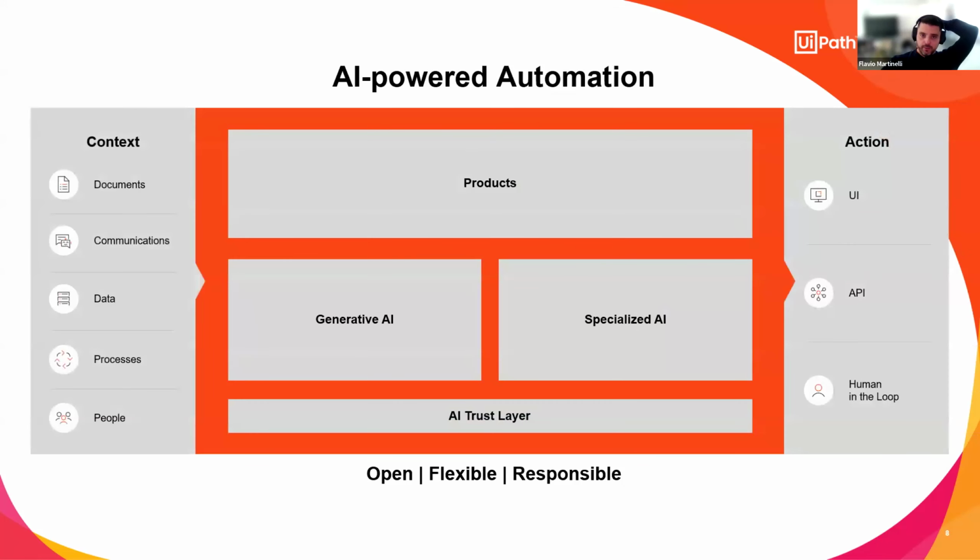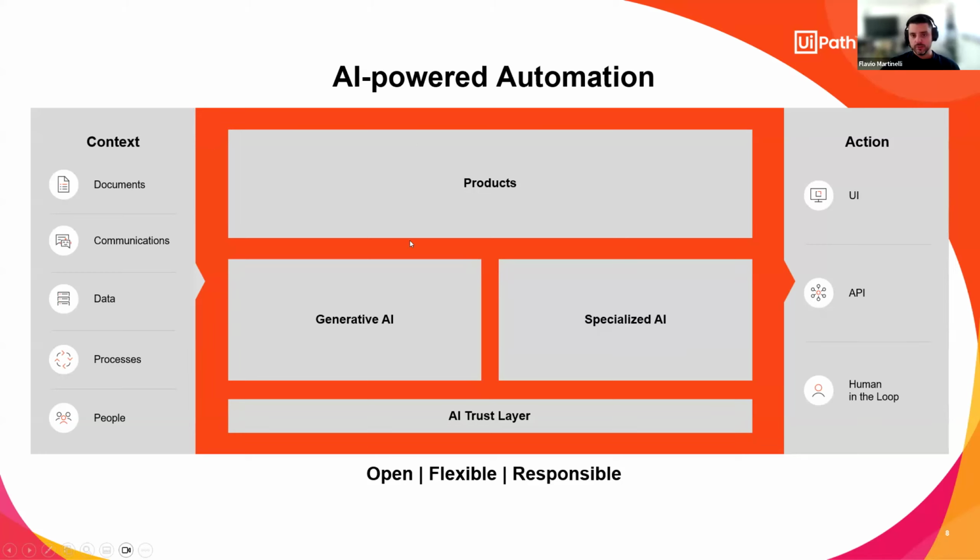So, speaking about AI automation in our platform, just some pointers. We start from the business. We have a context outside our platform that is made of documents, communication, data, processes, people. And on the other side of our platform, an input of course generates an output. This output can be performed on a UI, via APIs, or via the human in the loop. So how does UiPath connect these two dots with our products?